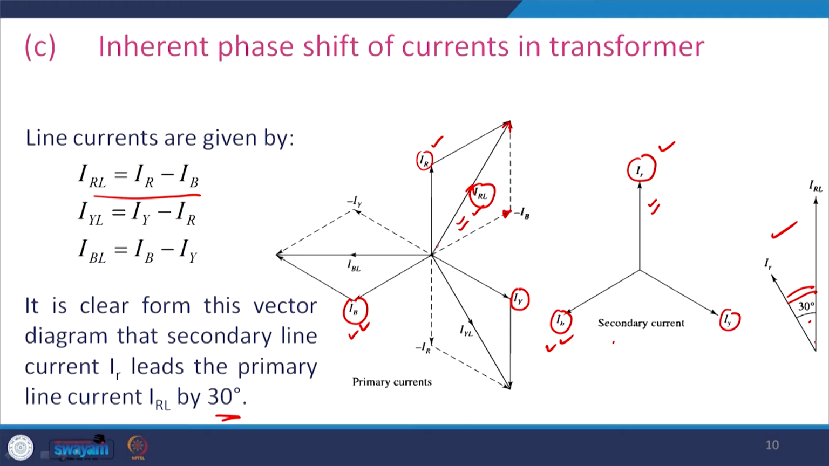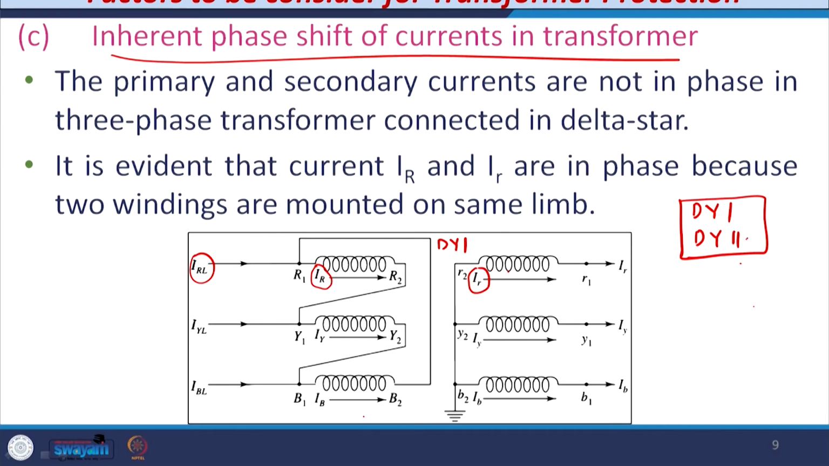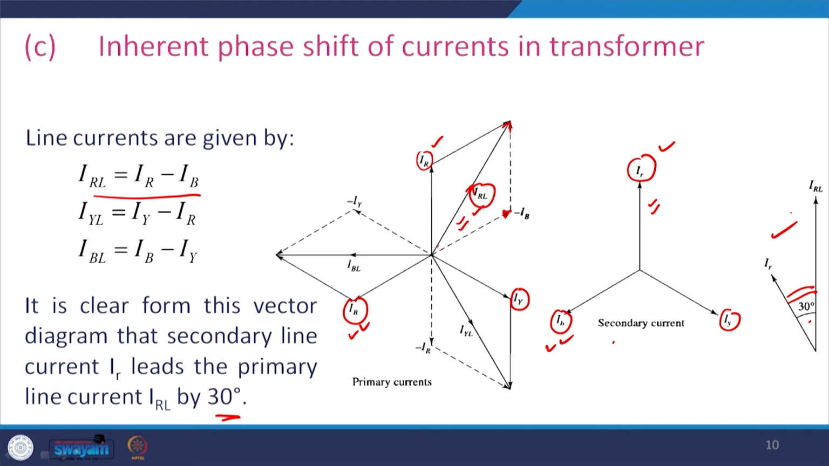If I consider the dy11 type of vector group, then the phase shift available is minus 30 degrees, and the available point is somewhere like 11 o'clock, which is why the connection name given is 11. In this case, the secondary current IR lags the primary current IRL by 30 degrees, which is why it is the minus 30 degree connection or 11 o'clock connection.